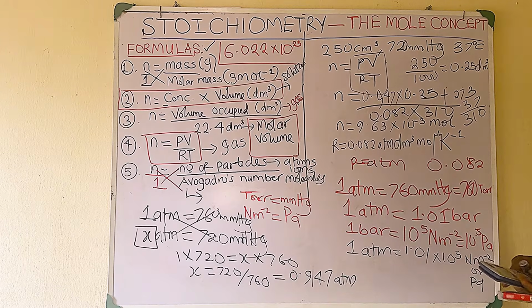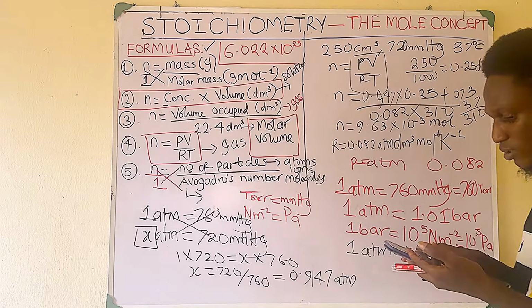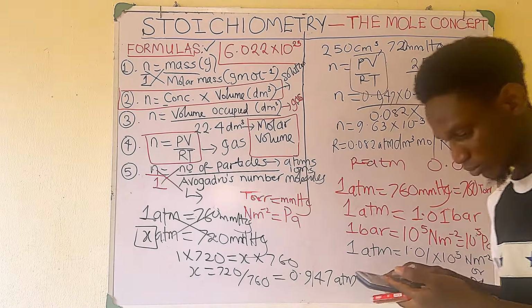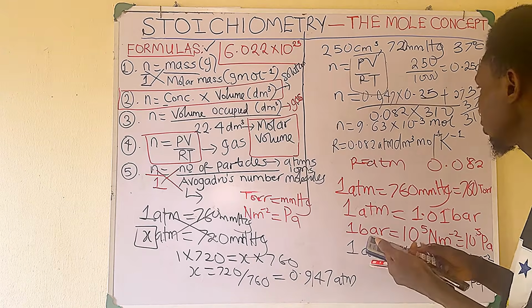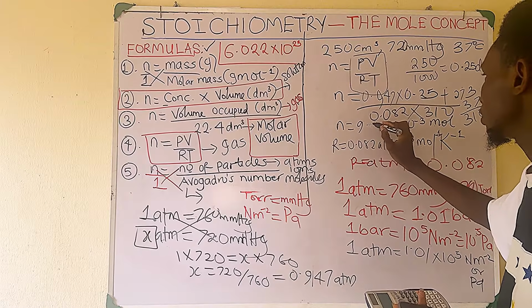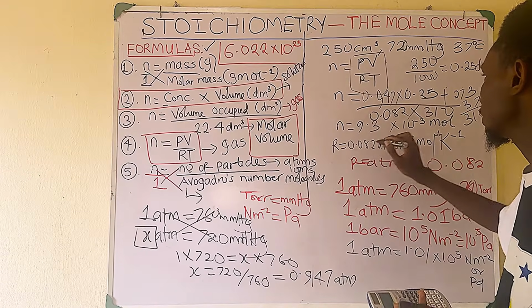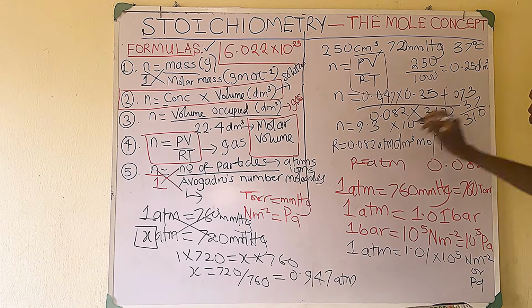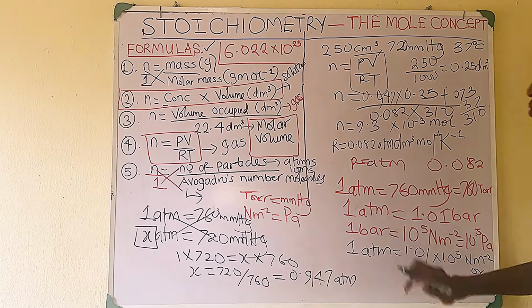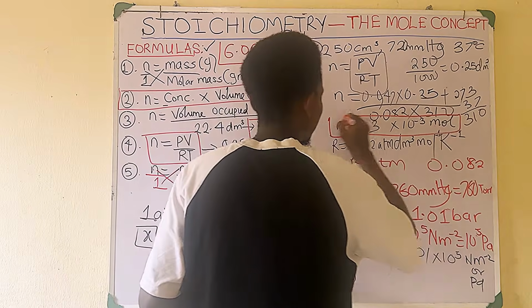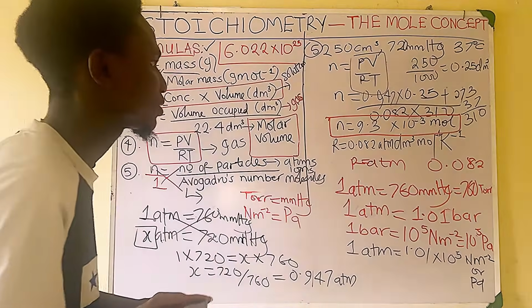It's going to give you 9.3 and not 9.63. So it's 9.3 times 10 power minus 3. So you always add it up well. So 273 plus 37 is 310. So our answer to this question now, the fifth question, is 9.3 times 10 power minus 3 moles.